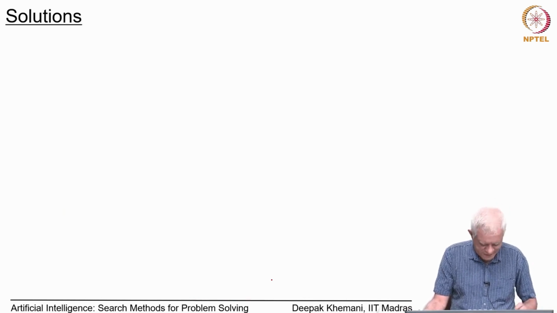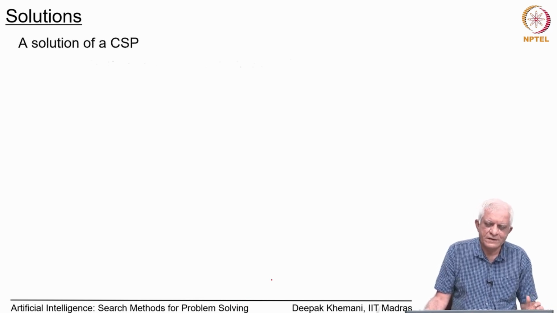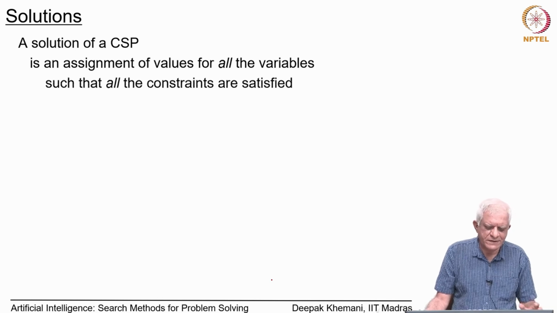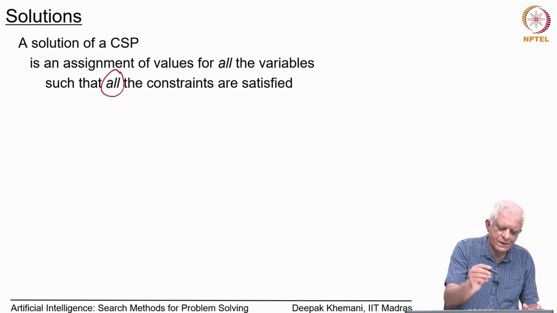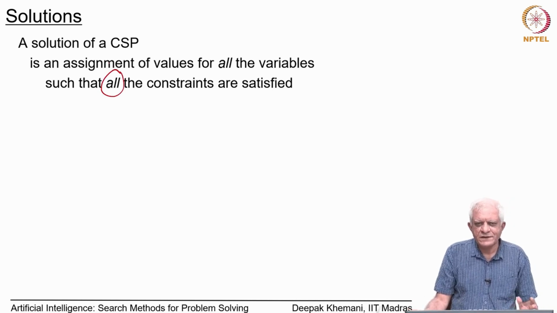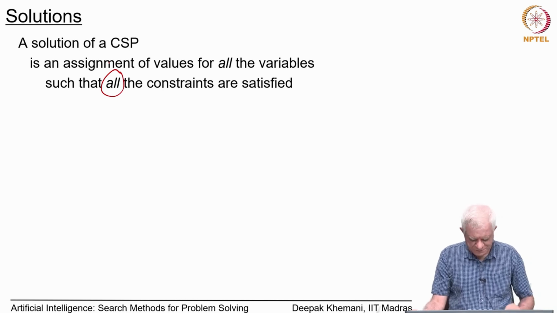Solutions are that for each variable you have to find a value. So, a solution of a CSP is an assignment of a value to every variable, or assignment of values to all variables. So, the variables get values from their respective domains essentially, and the value should be such that all the constraints are satisfied. If you do that, then you have a solution to the problem.